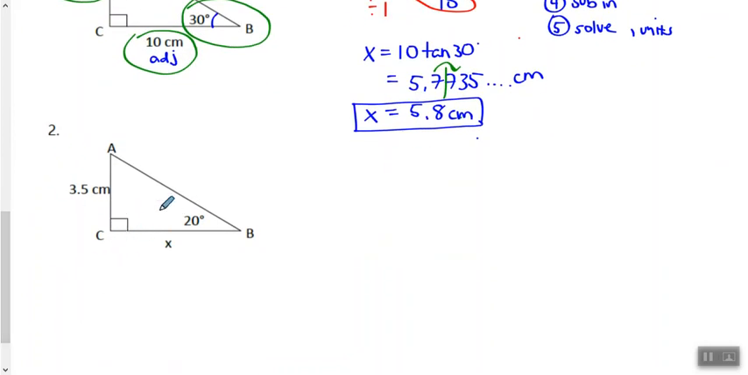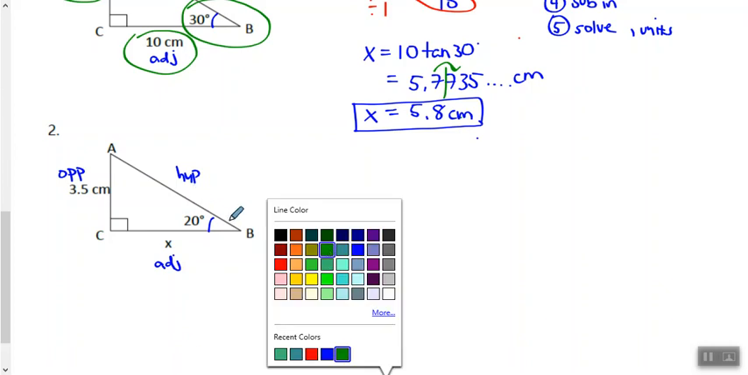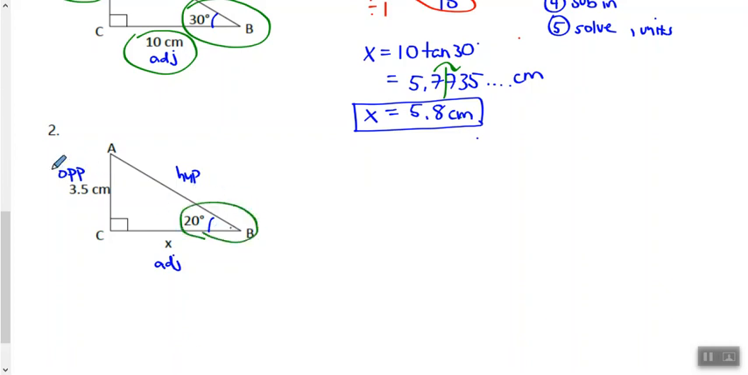Example number 2. First step, label. So here's our angle. So here's my opposite side. Here's my hypotenuse. Here's my adjacent side. Next step, circle 3. So 2 things I know. I know an angle, I know the opposite side, and I'm trying to find the adjacent. So opposite and adjacent, I'm going to be using tan. So tan of B equals my opposite divided by my adjacent.